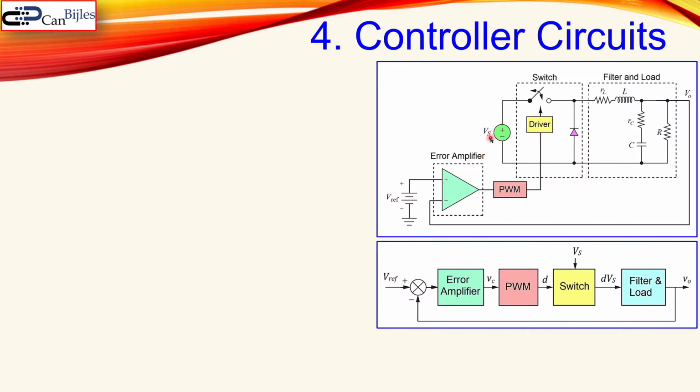But in control theory, we only look at the parts which are changing. So that's why we have the output VO, and the input is not changing. This is V reference. What is changing is the duty cycle, and also because of that, the output of our error amplifier, which is the VC.